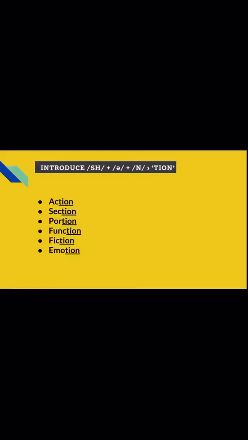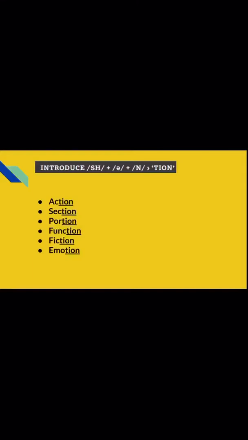Okay, that T-I-O-N makes what sound? Sean. Okay, now let's go through the words together. Ready? Action, section, portion, function, fiction, emotion. Good. Now let's do some practice.